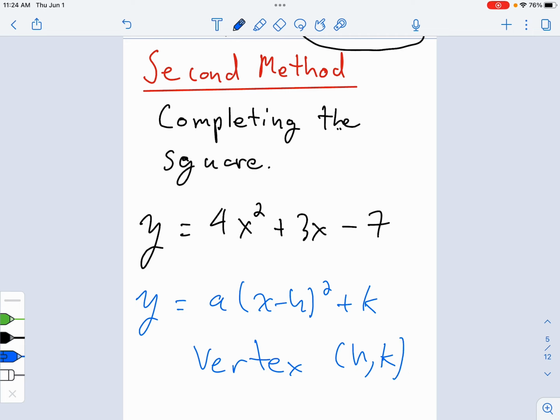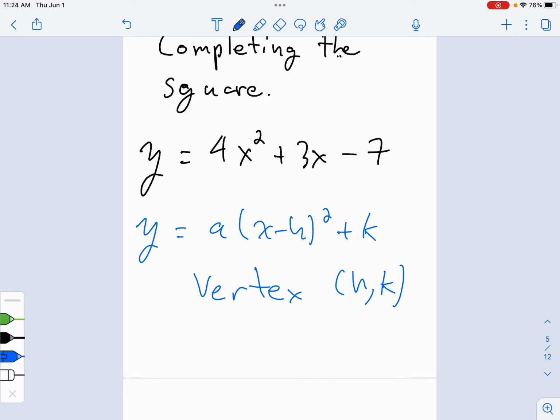And when you have this form, we call it the vertex form, and we can identify the vertex (h, k), which is arguably the most important point on the parabola. That's where it opens up or down. And there are other advantages of writing your parabola in this form. Okay, now let's go ahead and get started on that.